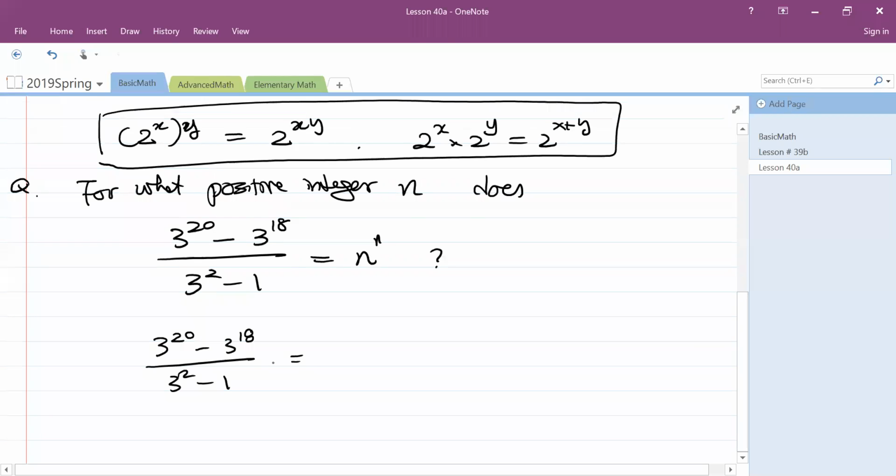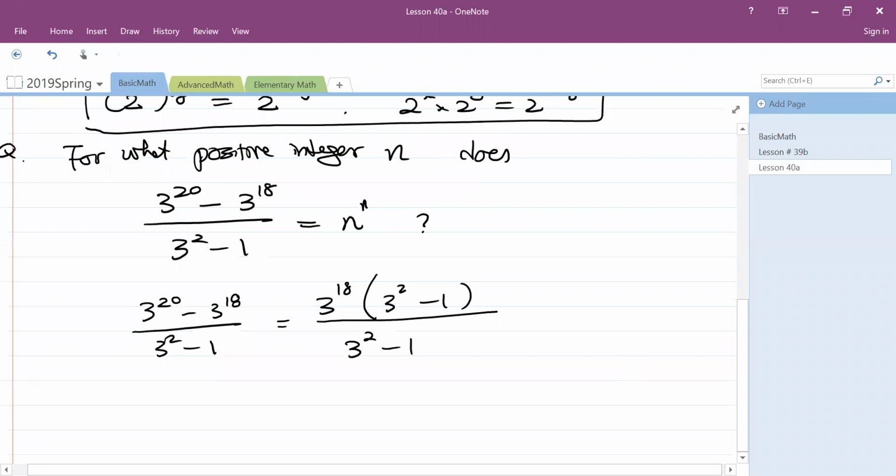Don't multiply this out. 3 squared minus 1 is going to be 9 minus 1, which is 8, but we're not going to do that. If we take the common factor out, 3 to the 18th, then this will be 3 squared minus 1. Can you see that? Because 20 is 18 plus 2, that's why you have the common factor 3 to the 18. So now you cancel it out, and you only get 3 to the 18.